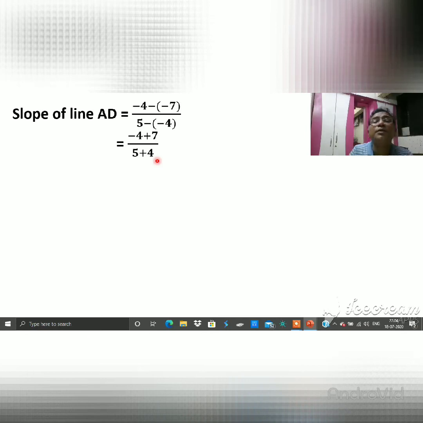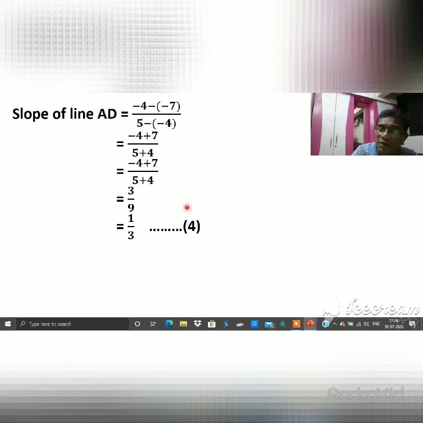Any doubts? See, 4 is negative, 7 is positive, the signs are not the same, so subtract and give the sign of the bigger number. 7 minus 4, what remains? 3. The bigger number is positive, so we write 3 here. 5 plus 4, what do you get? 9. So I write here 9. 3 1s are 3 and 3 3s are 9. So the slope of AD is 1 upon 3.